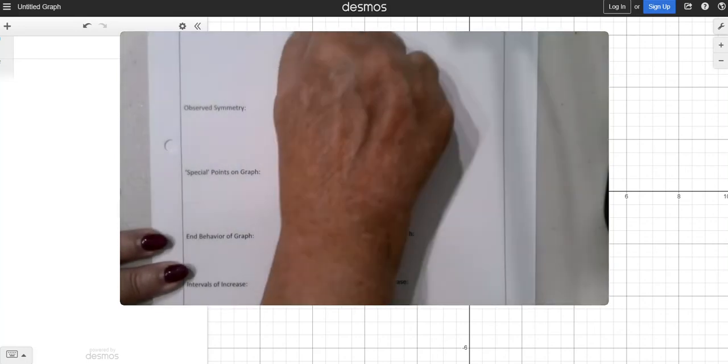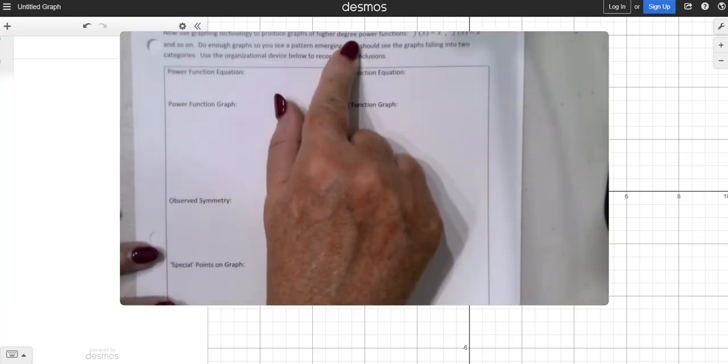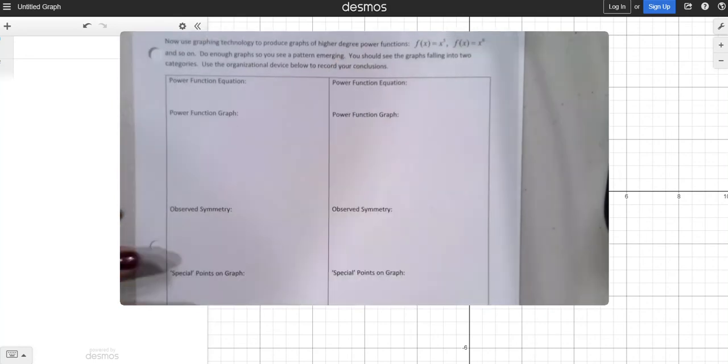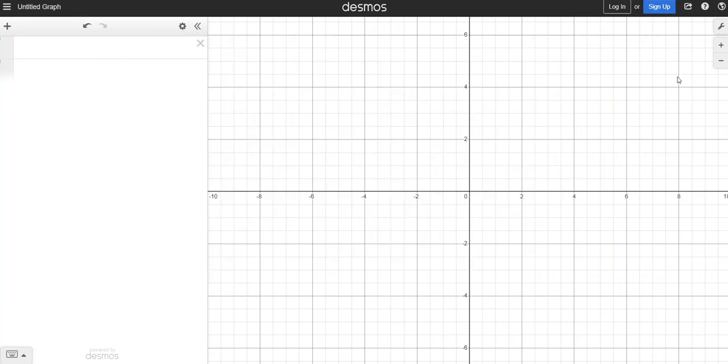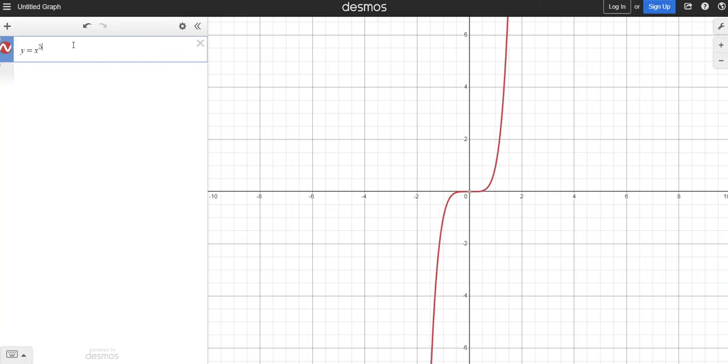So that's where we're going right now. We're going to plot some of these higher degree functions and just see what we see. I'm going to start with x to the 5th. That's the next one we haven't plotted. And you'll notice, doesn't that look very similar to the x cubed graph? It's got that same kind of wave.